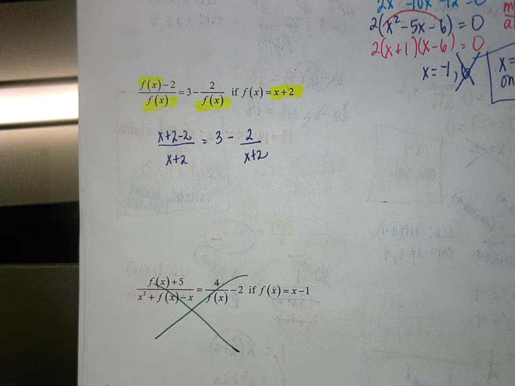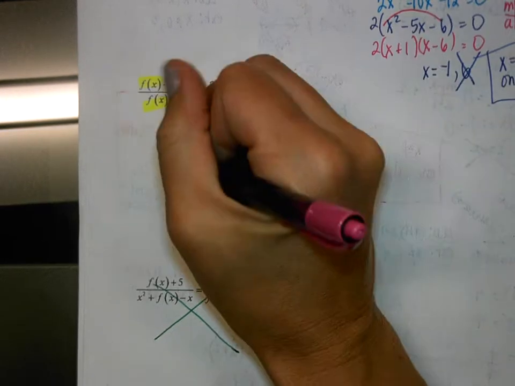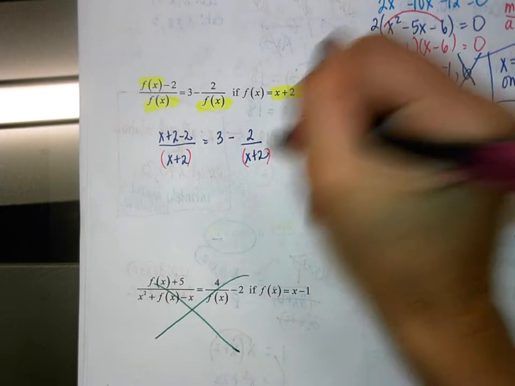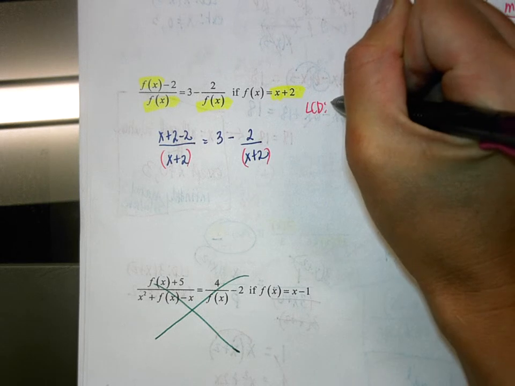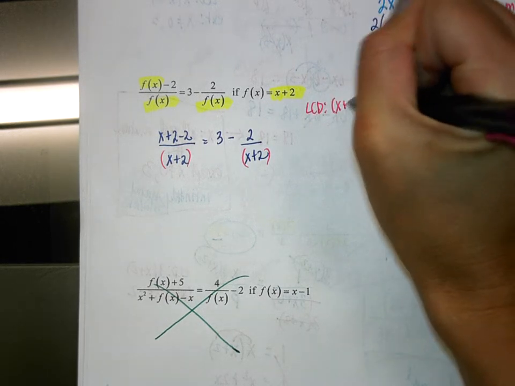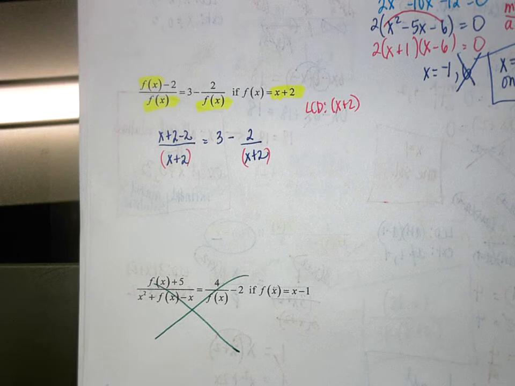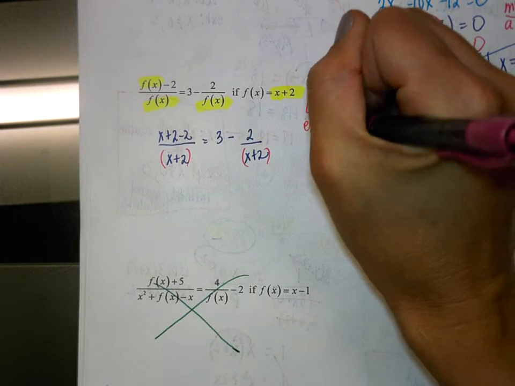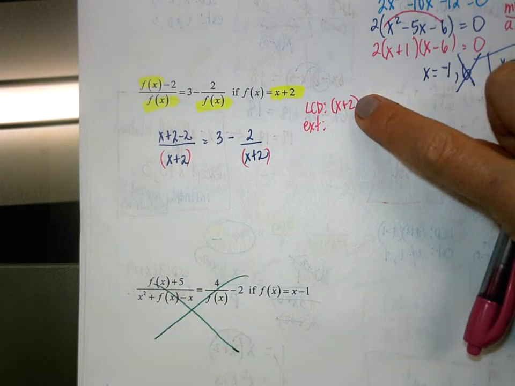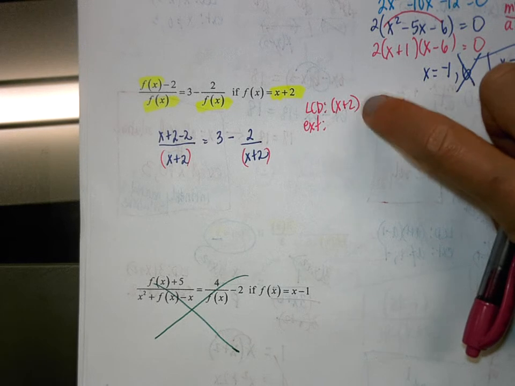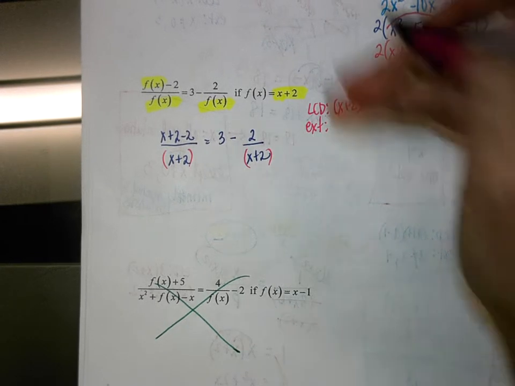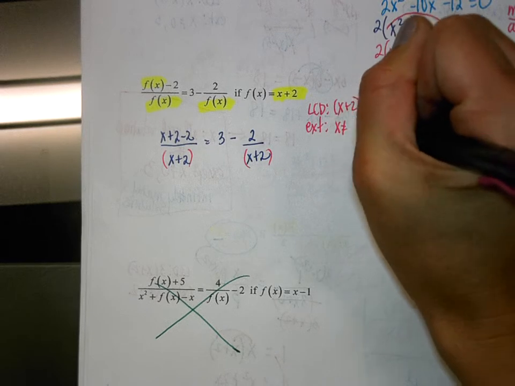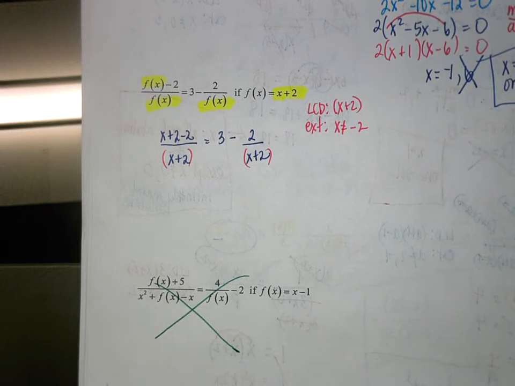Now, what will be my LCD for this problem? Good, x plus 2. And I'm going to put those in parentheses so I remember that they're stuck together like glue. So my LCD is x plus 2. Extraneous solutions. All I have to do to find my extraneous solutions is set my LCD equal to 0. So when I do that, I end up getting? Very good. So x cannot equal negative 2. If that ends up being a solution, it's not really a solution, and we cancel it out.